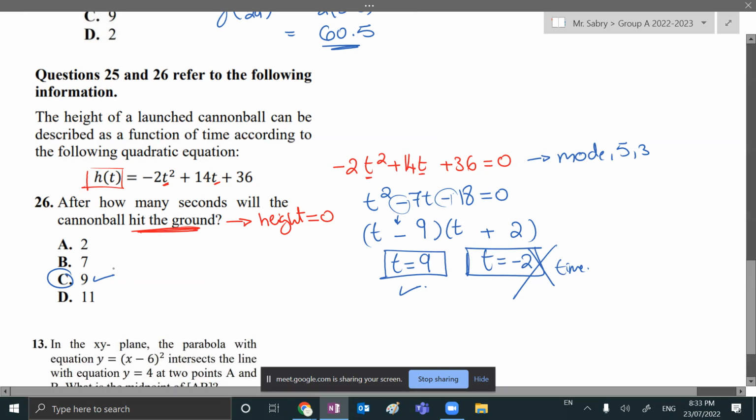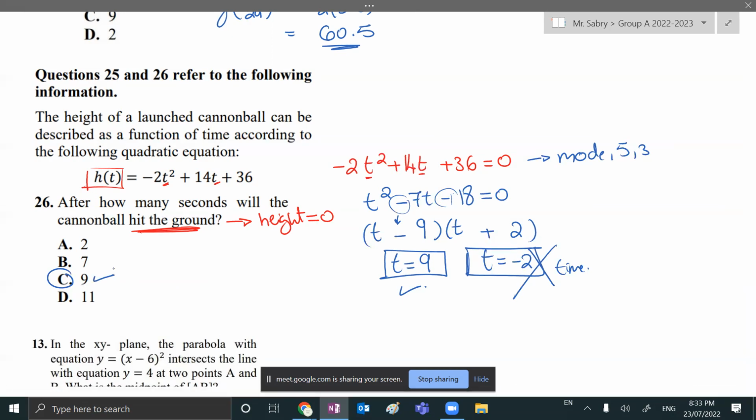Can't we just substitute the choices for t? We can, to check which of the following would give you 0. Definitely you can.